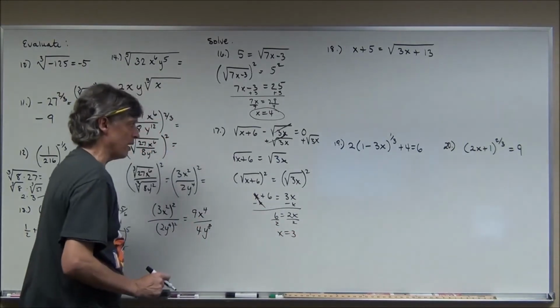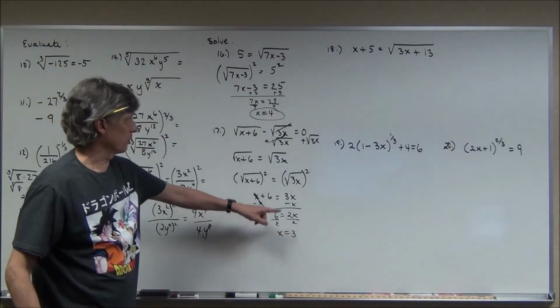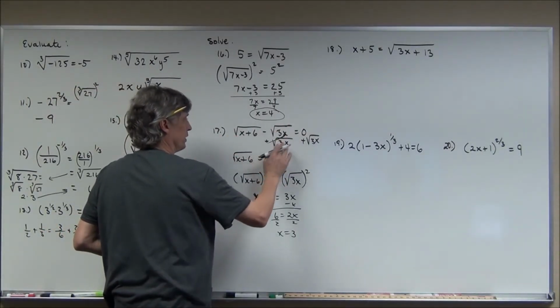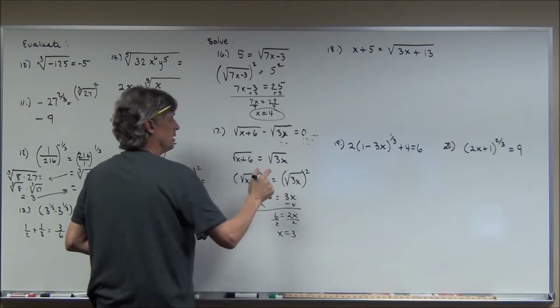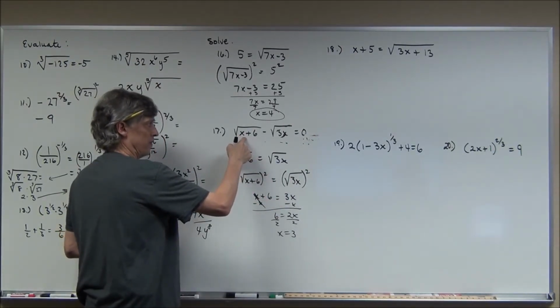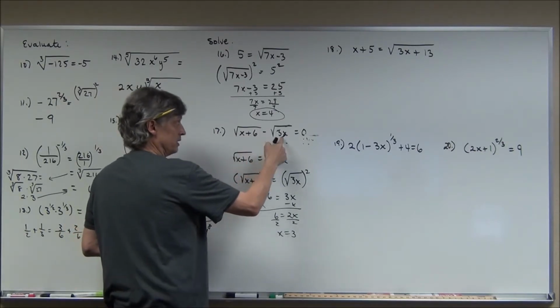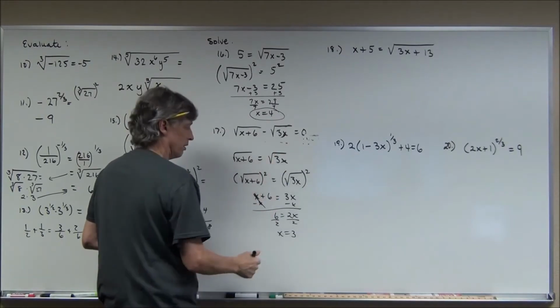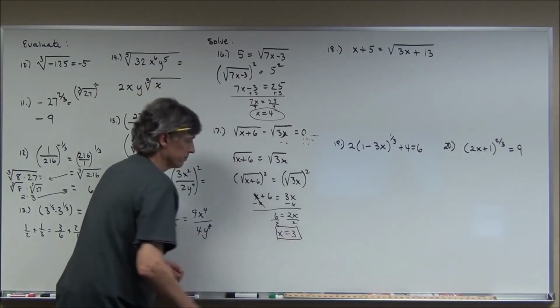Now I'm thinking that's probably a good answer, but I'm going to make sure. I'm going to go back to the original problem, which I've already kind of marked up a little bit here. Hopefully you can still see this. If I plug 3 back in here, I get the square root of 3 plus 6, the square root of 9, which is 3, minus, plug 3 in here, I get the square root of 9, which is 3. I get 3 minus 3, that's 0. This is a good answer.